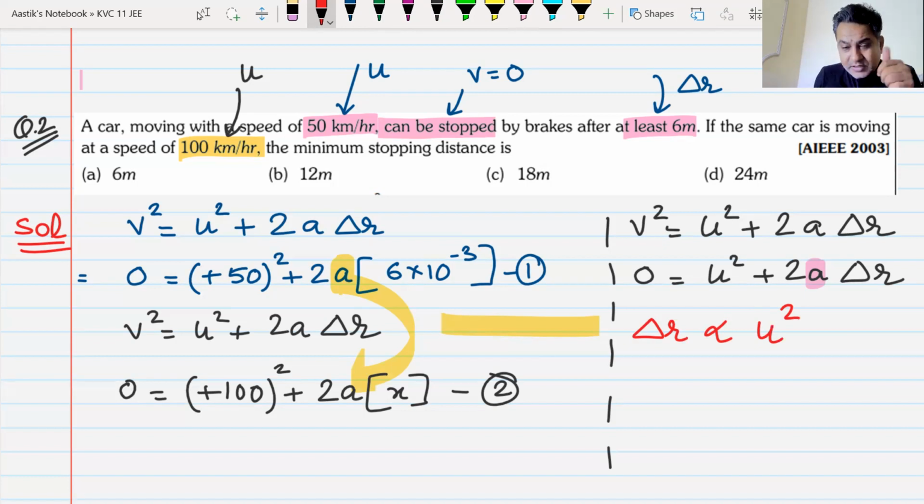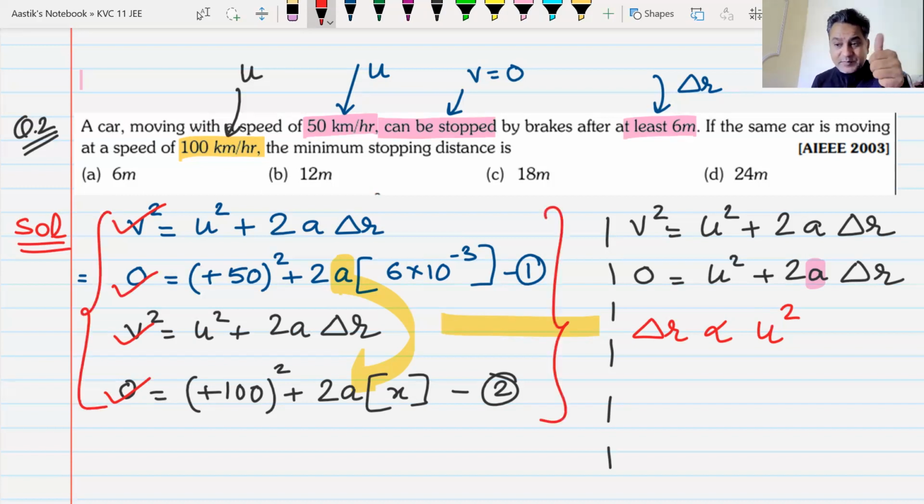This is how you can make a concept and get your answers quickly. Yes, we are doing the same thing. Not a problem. Here, first of all, you will think, sir, this is in kilometer per hour. First, I'll change it into meter per second. You might waste time there. Then you say, okay, instead of changing into meter per second, I will change distance into kilometer. You are wasting a lot of time. Are you getting my point?